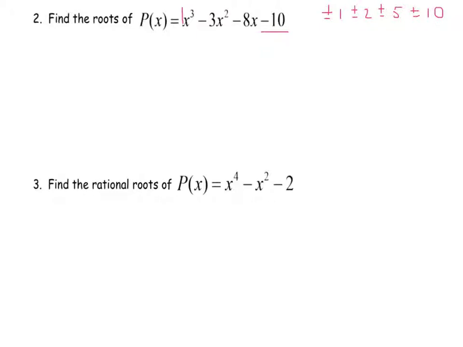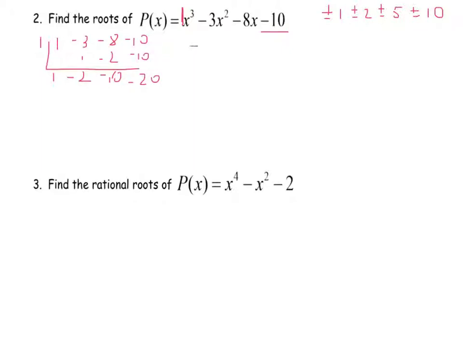Since my lead coefficient is a 1, I will only have a 1 as a denominator. So now I can start my process of trying to find the zeros. I'm going to use synthetic substitution. So if I use 1, I will get 1, negative 3, negative 8, negative 10. 1, negative 2, negative 2, negative 10, negative 10, and that's negative 20.